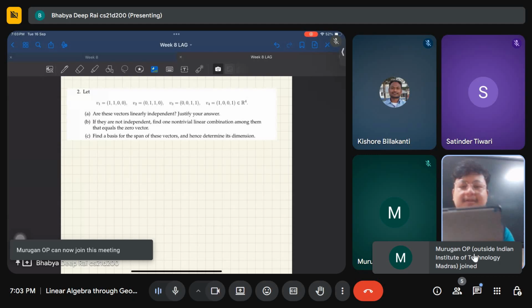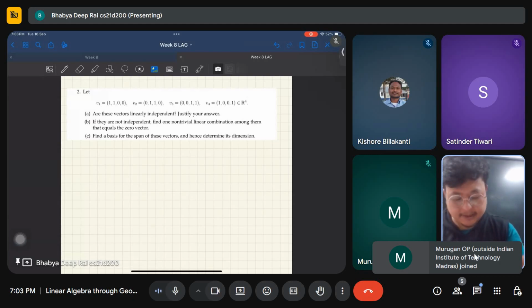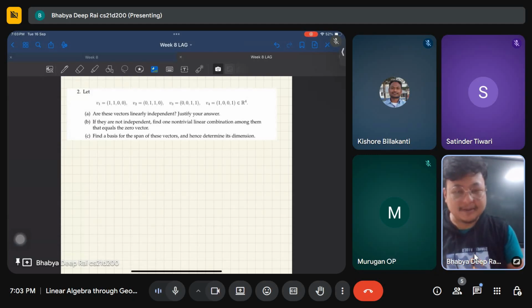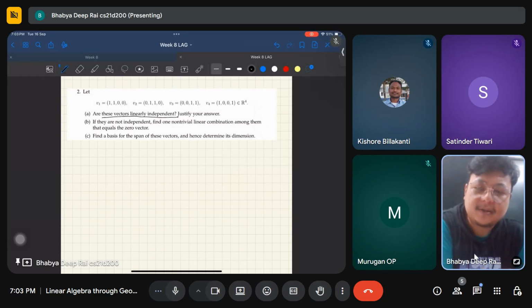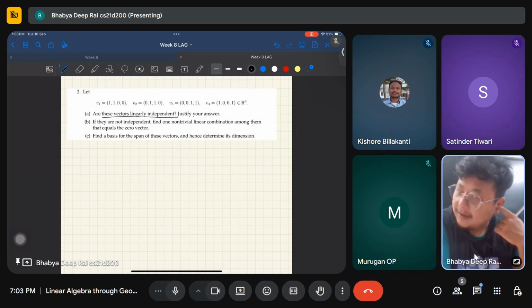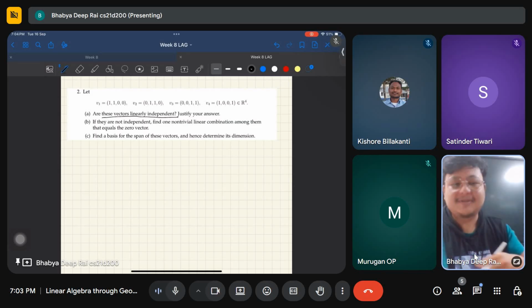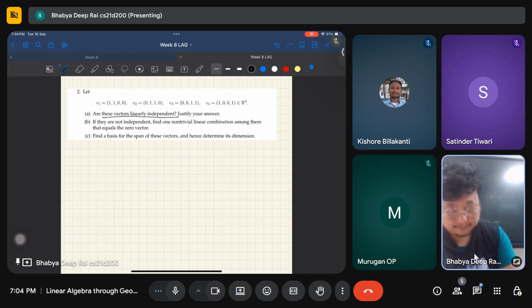Okay, now let's look at this part. This part is more interesting. So what you have are 4 vectors v1, v2, v3, v4. You have to check whether these vectors are linearly independent, and if they are not independent, find one non-trivial linear combination that equals the 0 vector. First let's check if they are linearly independent. We'll come to their interpretation soon.